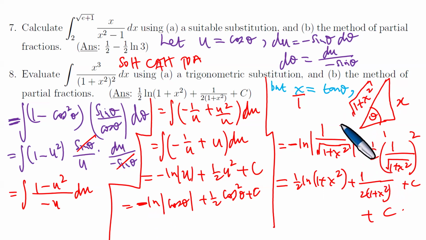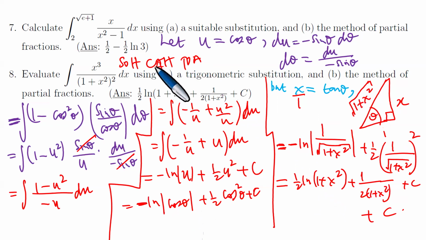So now, in the place of cosine theta, we have the triangle. This right angle triangle is such that tan theta is x, which is the same as x over 1, opposite over adjacent, and the hypotenuse by the Pythagorean theorem is the square root of 1 plus x squared. And therefore, this becomes negative the ln of, actually, because we have the cosine here, it's adjacent over hypotenuse.